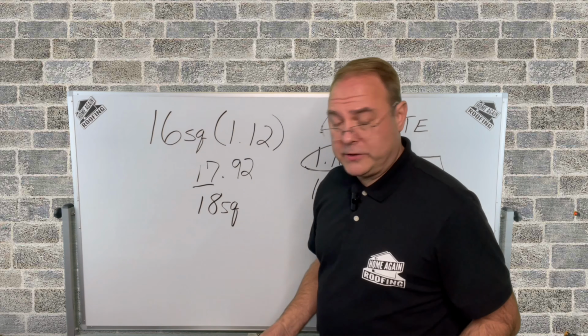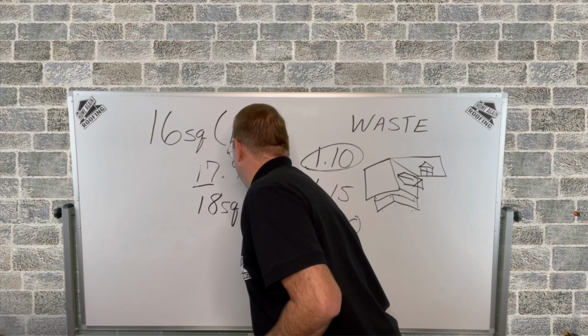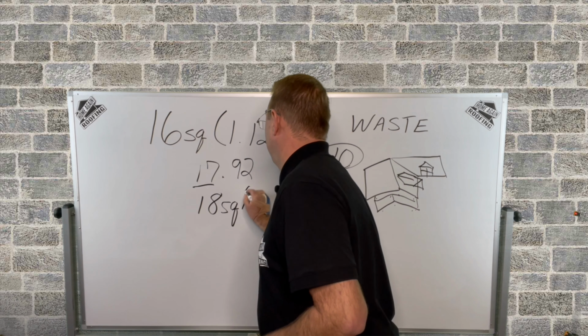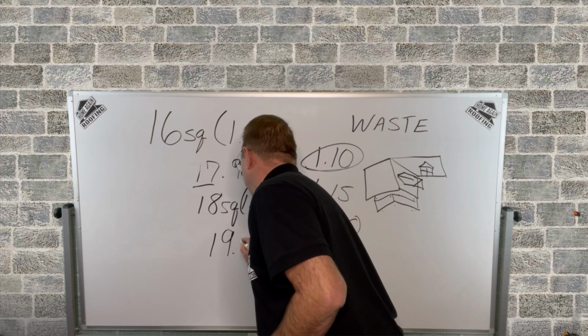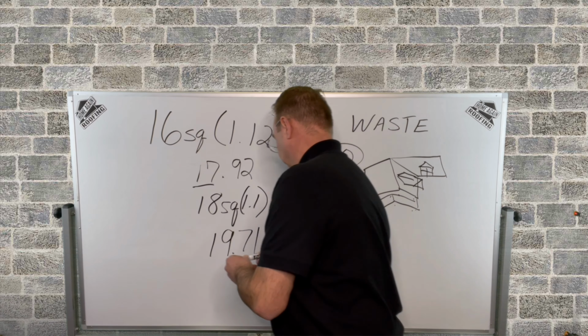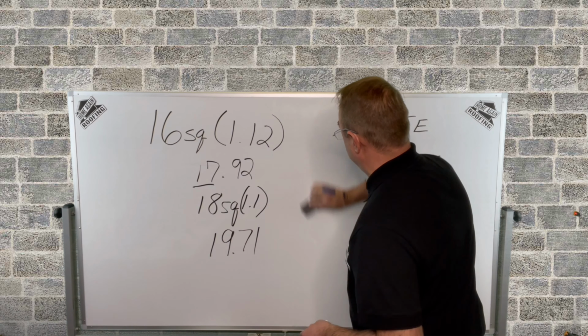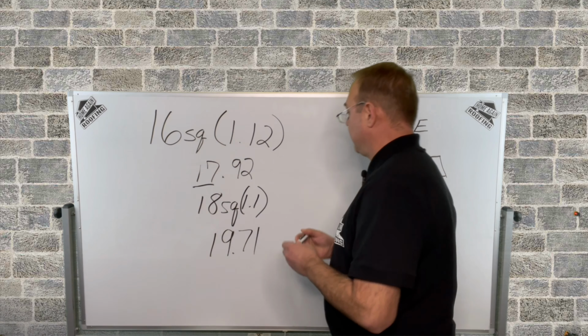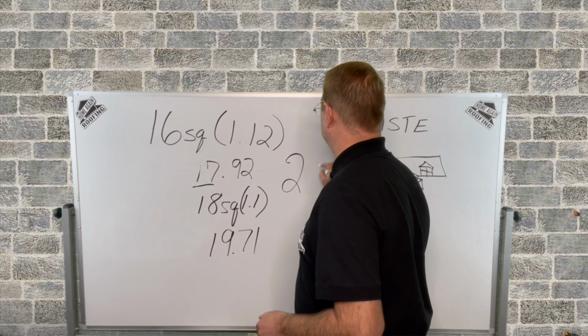So we take our 18 square, multiply that by our 1.1, and what do we get? 19.8. And what do we know about squares? Squares do not have decimals. This is our magic number. We're there. 20 square.